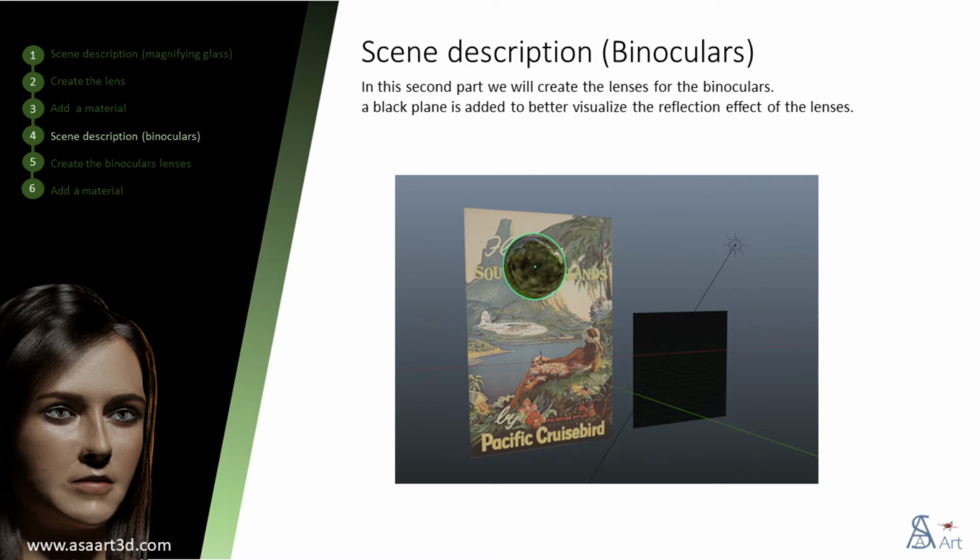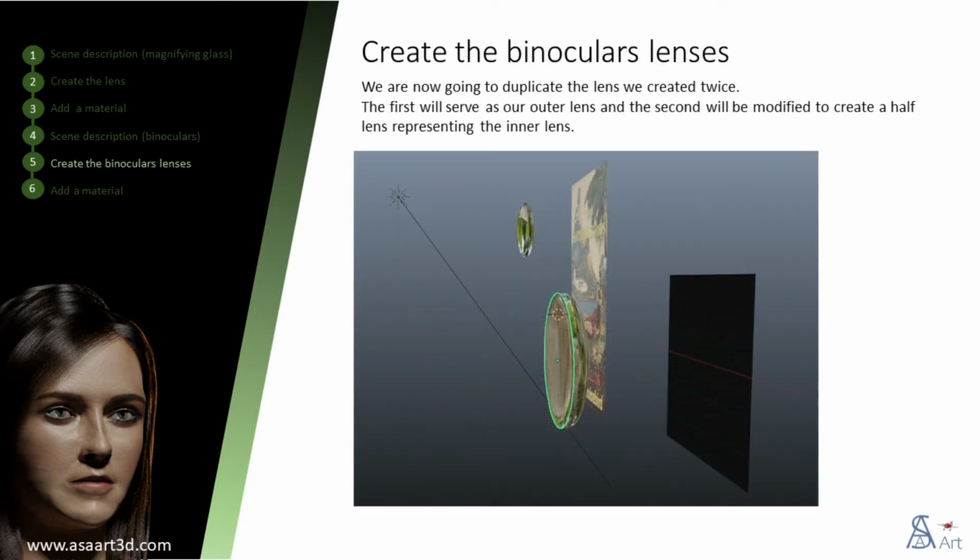In this second part we will create the lenses for the binoculars. A black plane is added to better visualize the reflection effect of the lenses. We are now going to duplicate the lens we created twice. The first will serve as our outer lens and the second will be modified to create a half lens representing the inner lens.